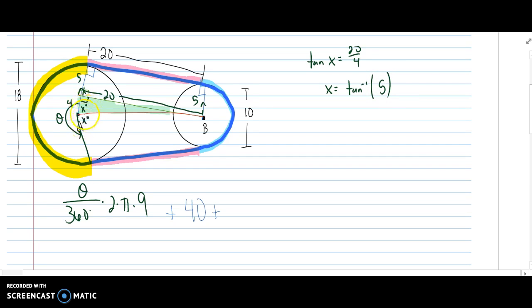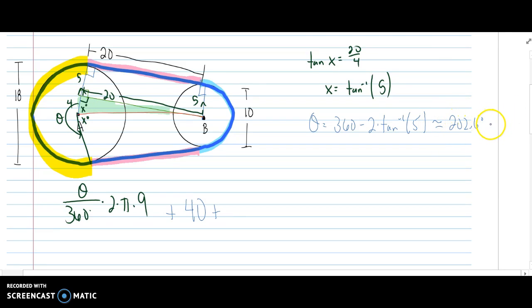This would also be x degrees right here. So if I double that, that would give us this whole angle right here. And if I take 360 minus that, then that'll give us the angle theta that we want. So theta is going to be 360 minus 2 times the tangent inverse of 5. 2 tangent inverse of 5 is 2 of those x's. 360 minus that gives us theta, and that's about 202.6 degrees.